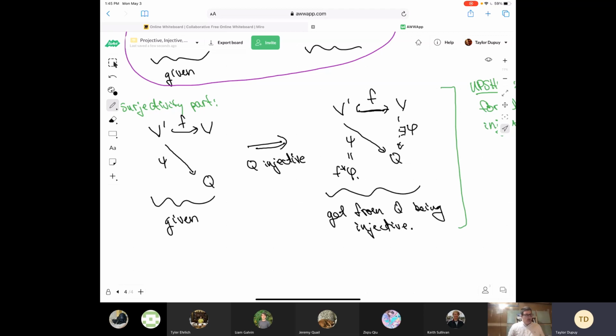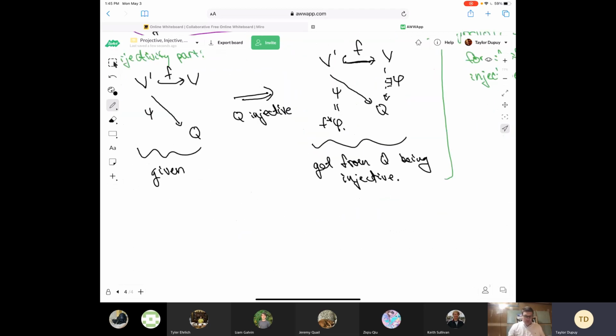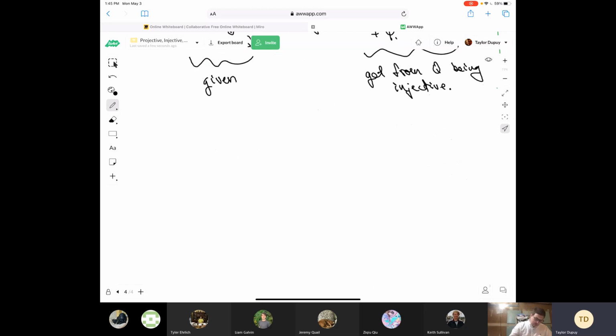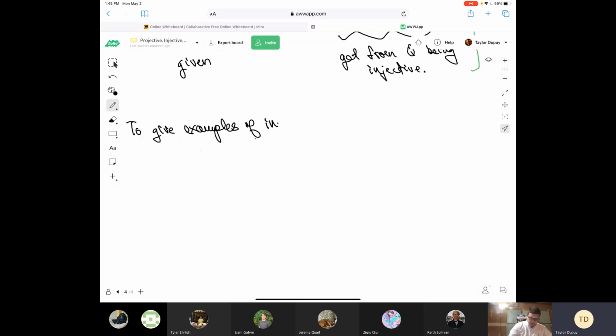So to give examples of injectivity, there's a useful criteria. Let me just write this down. To give examples of injective modules, we can use a criteria.